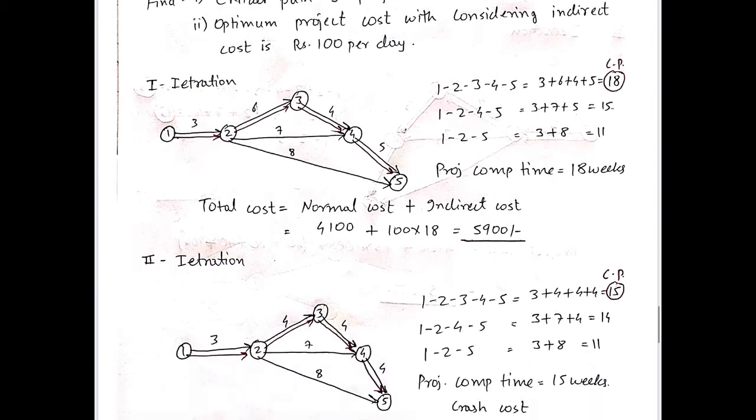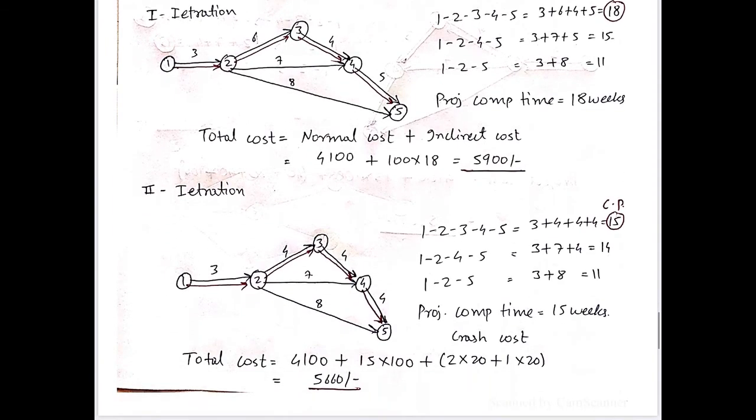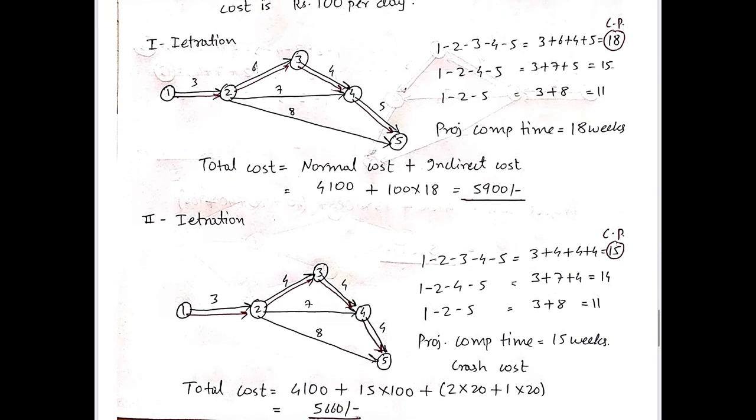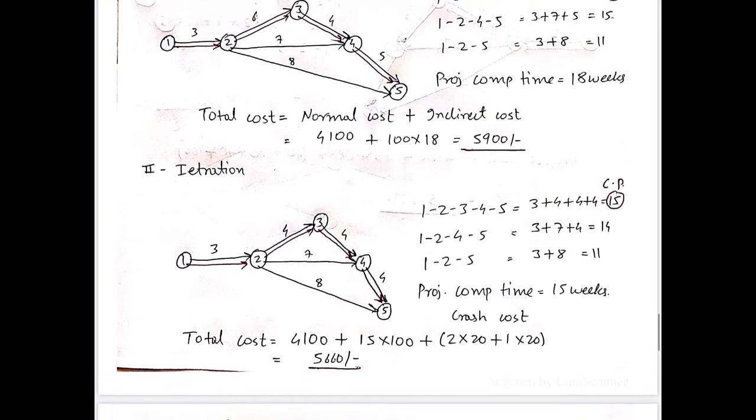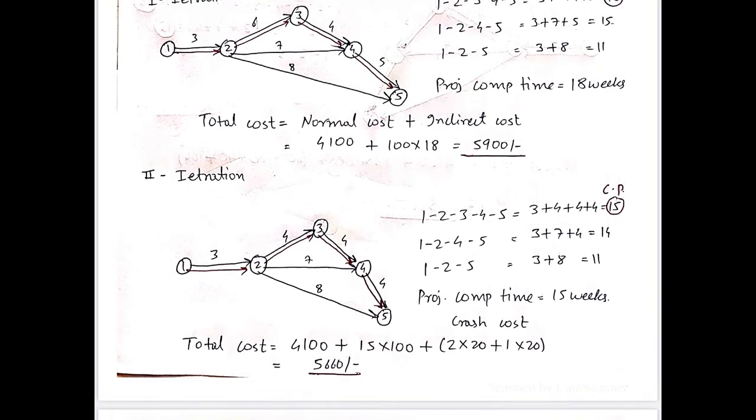Now let us find out the total cost. Total cost is what? Normal cost plus indirect cost. Normal cost is nothing but a summation of all the normal costs, which is already given. And as we know, the indirect cost is 100 per week. Now here the project duration is 18 weeks. That's why 100 into 18.